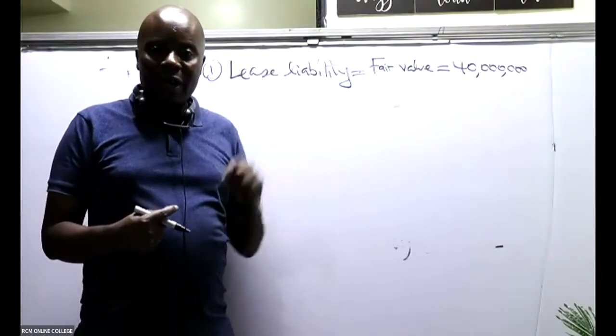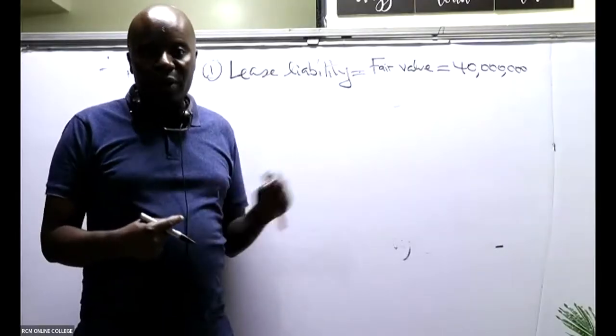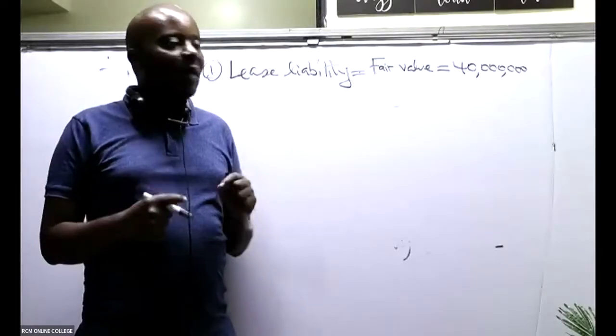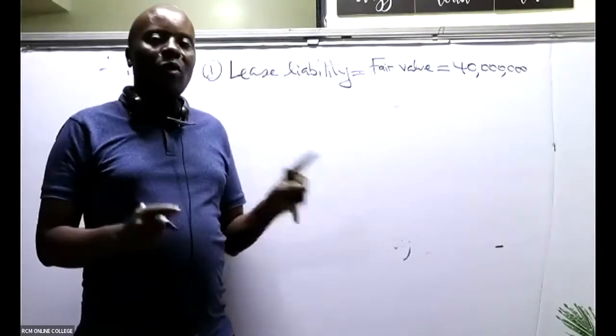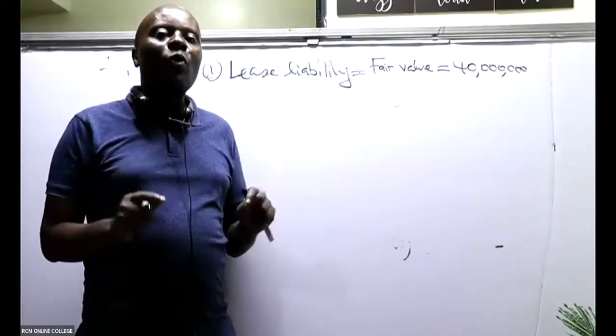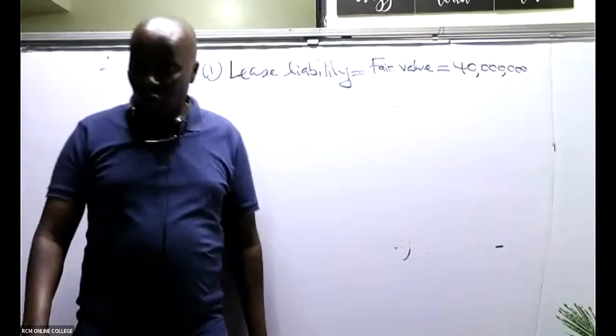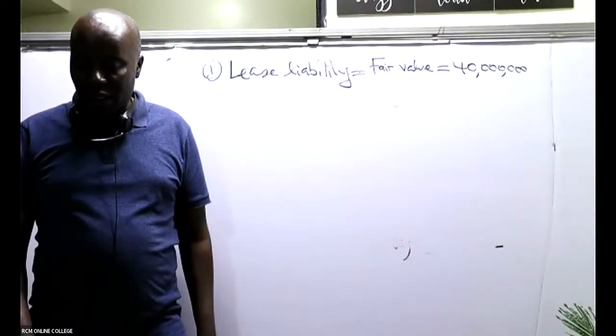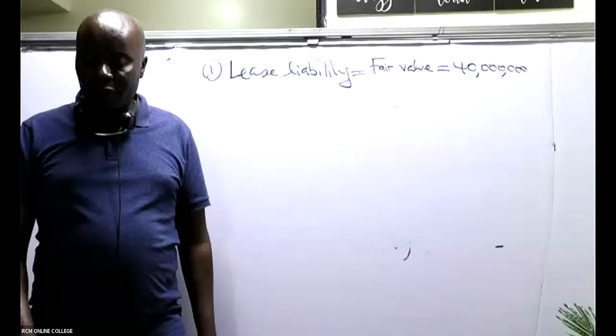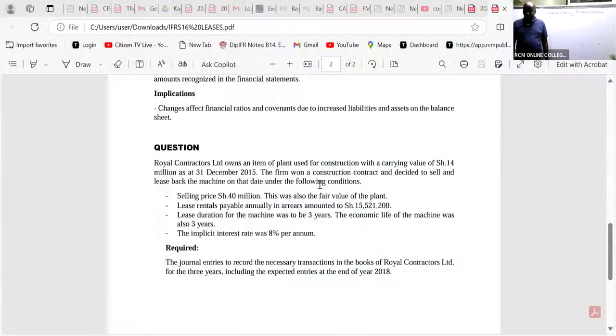Because I've been given fair value, I don't need to discount at all. Because lease liability, which is the present value of all the lease rentals, shall always be equal to the fair value of the asset. Like in this case here, they have told us the fair value of the asset. You can see this selling price, 40 million. This was also the fair value of the plant.